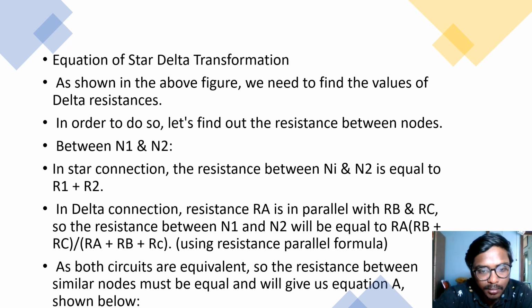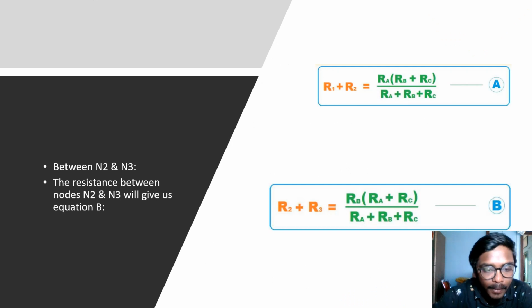So the resistance between N1 and N2 will be equal to Ra into (Rb plus Rc) by (Ra plus Rb plus Rc), using the resistance parallel formula. As both circuits are equivalent, the resistance between similar nodes must be equal, and will give us equation A, shown below. Between N2 and N3, the resistance between nodes N2 and N3 will give us equation B.